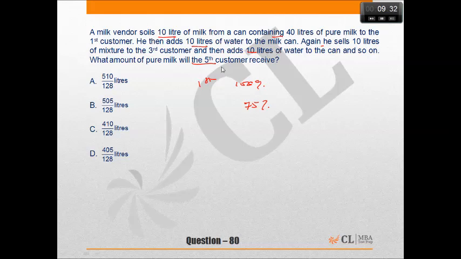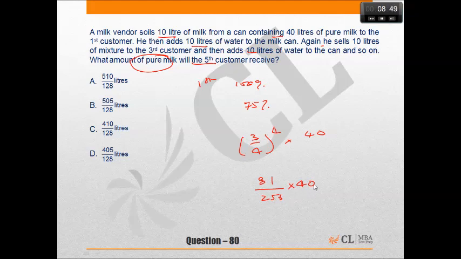These choices are fairly stupid. He sells 10 liters to the third and 10 liters to the fourth. So the fifth customer will get 3/4 to the power 4 into 40. The amount of pure milk: 3 into 3, 9, into 3, 27, 81 upon 4 to the power 4, 256, into 40. Fifth customer.